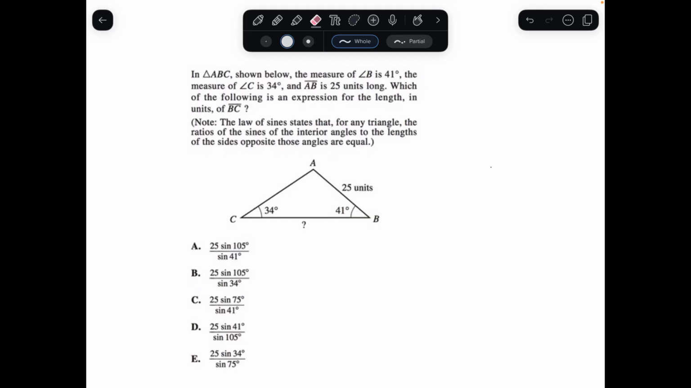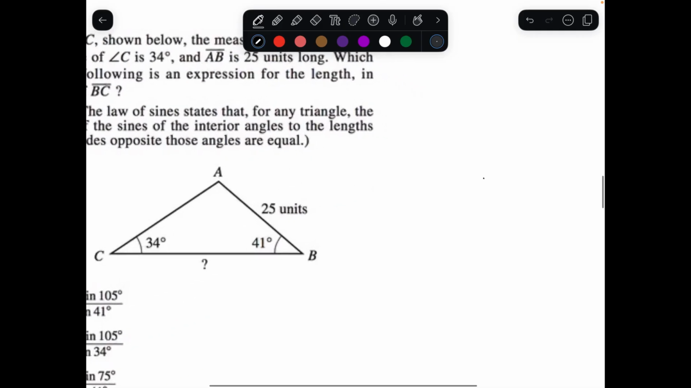In triangle ABC, shown below, the measure of angle B is 41, the measure of angle C is 34, and AB is 25 units long. Which of the following is an expression for the length in units of BC? So for this question, you should use the law of sines, which is sine of A over a, which equals sine of B over b.